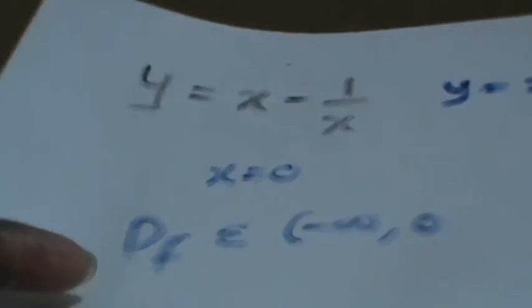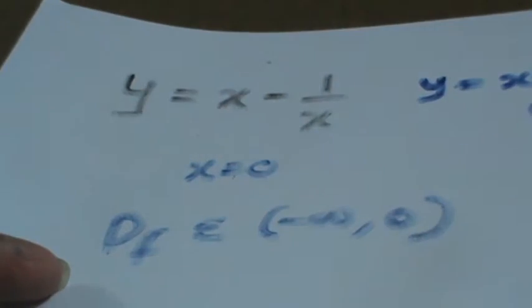So the domain of this function, Df, will be from negative infinity to 0, where 0 is not included, so I have put a curly bracket here, union from 0, where 0 is again not included, to positive infinity.